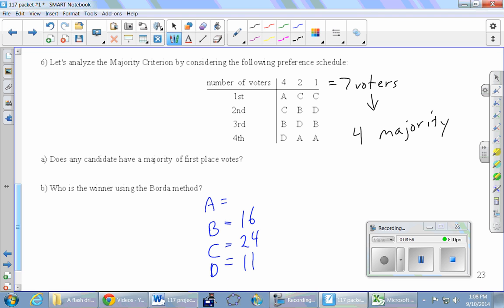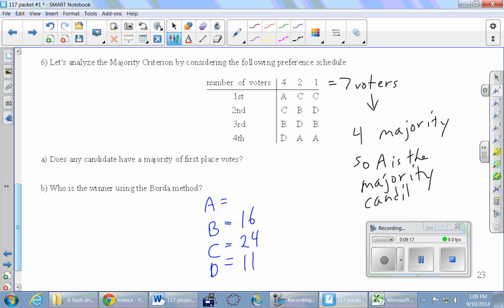Did any candidate have at least 4 votes? Yes. Candidate A, right? More than half the people said A is the best. So in some sense, it would be fair if A won this election. So we can say A is the majority candidate.